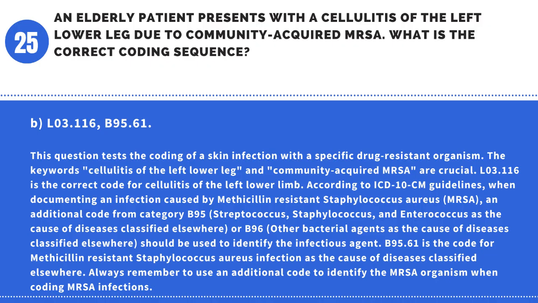According to ICD-10-CM guidelines, when documenting an infection caused by methicillin-resistant Staphylococcus aureus (MRSA), an additional code from category B95, Streptococcus, Staphylococcus, and Enterococcus as the cause of diseases classified elsewhere, or B96, other bacterial agents as the cause of diseases classified elsewhere, should be used to identify the infectious agent. B95-61 is the code for methicillin-resistant Staphylococcus aureus infection as the cause of diseases classified elsewhere. Always remember to use an additional code to identify the MRSA organism when coding MRSA infections.